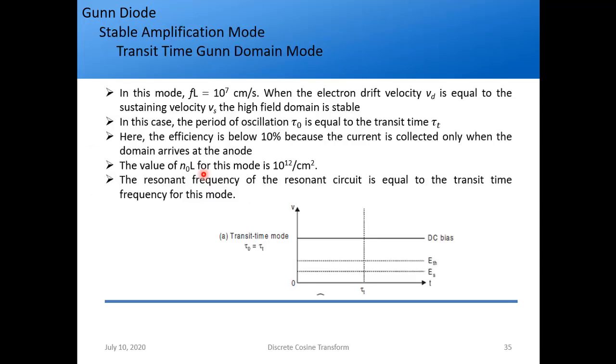The stable amplification mode is further divided into the transit time Gunn domain mode. Here fL is of the order of 10 raised to 7 meters per second, but tau 0 is equal to tau T. Because of this, there is no AC signal seen here. So you have a DC signal only. So this is again useless.